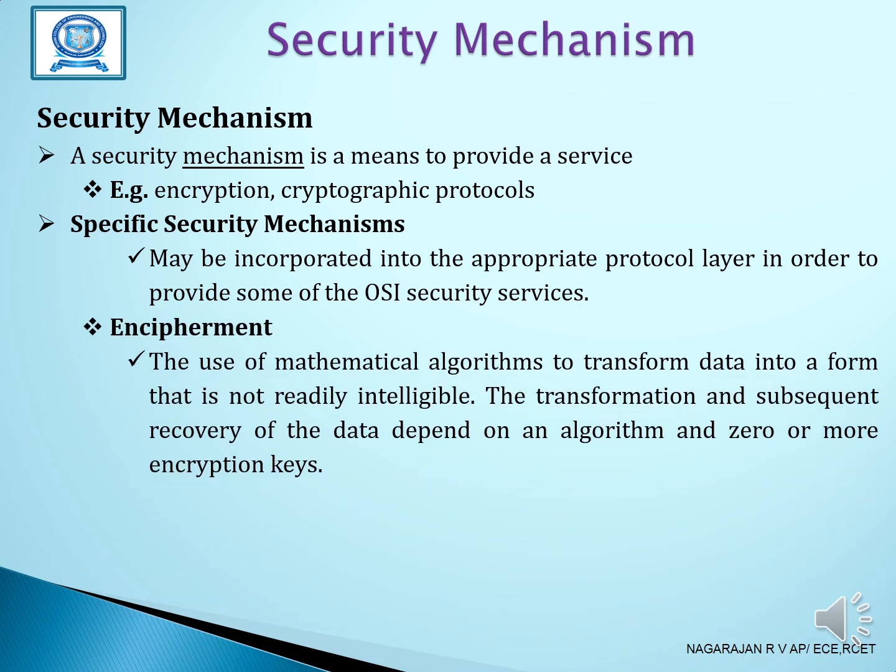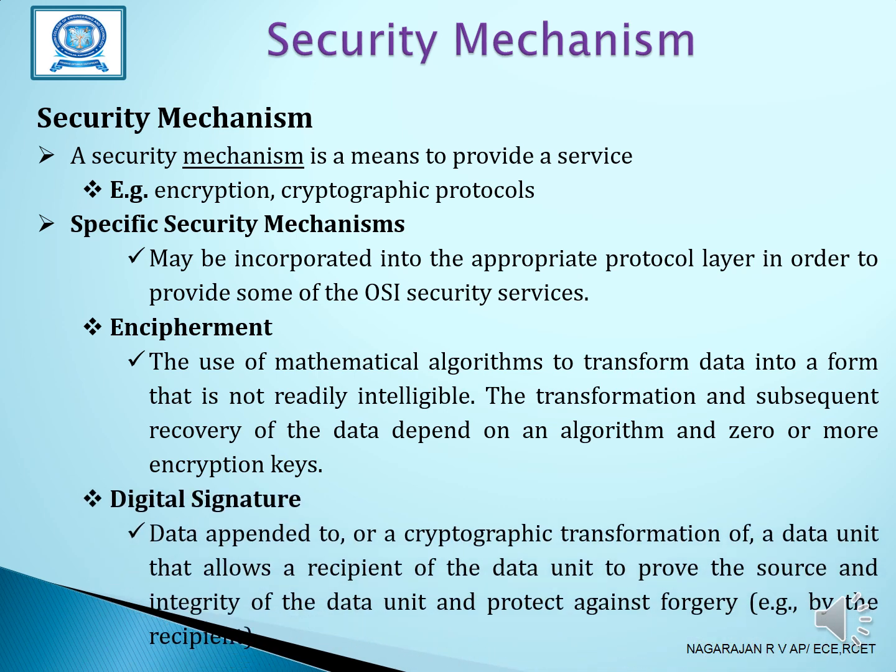And next, encipherment, the use of a mathematical algorithm to transform data into a form that is not readily intelligible. The transformation and subsequent recovery of the data depend on an algorithm and zero or more encryption keys. Digital signature, data appended to, or a cryptographic transformation of, a data unit that allows a recipient of the data unit to prove the source and integrity of the data unit and protect against forgery, for example by the recipient.